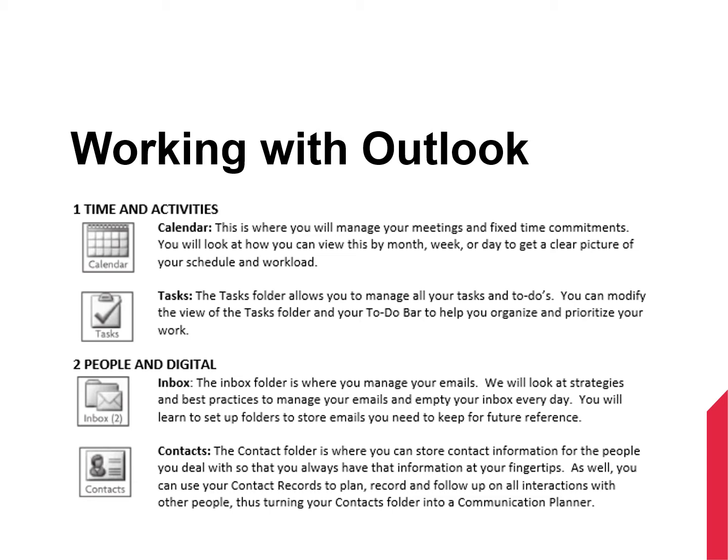So we're going to talk a little bit about some of the functions that are available when you work with Outlook. Many of us are very knowledgeable that Outlook is a tool to work with email, but Outlook also has a number of different functions that can help us with planning our schedule and our day. So the first section is on time and activities. There's a calendar function, and this is where we'll manage our meetings and our fixed time commitments. You'll look at how you can view your calendar by month, week, day, and that's in an effort to get a clear picture of what your schedule and your workload is in those particular time periods.